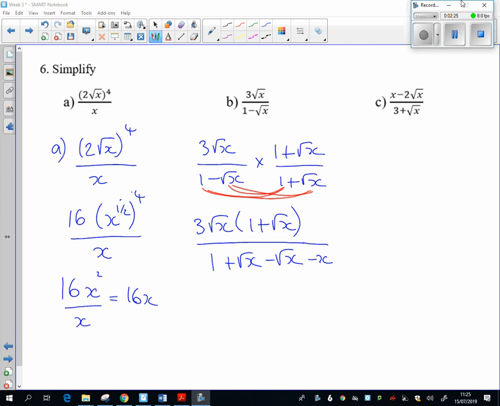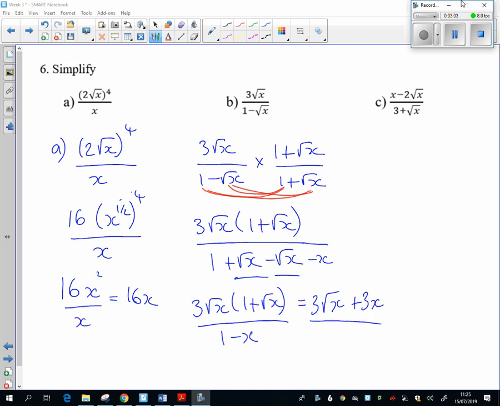Okay, and again, those middle 2 terms are going to cancel, so if you just didn't write those out at all, that would be absolutely fine. So I've got 3 root x, brackets 1 plus root x, and then on the denominator, I've got 1 minus x. The only other thing I can do there is multiply those brackets out in the numerator. So 3 root x times 1 is 3 root x, and 3 root x times root x, well, root x times root x is x, so I could write it like that.